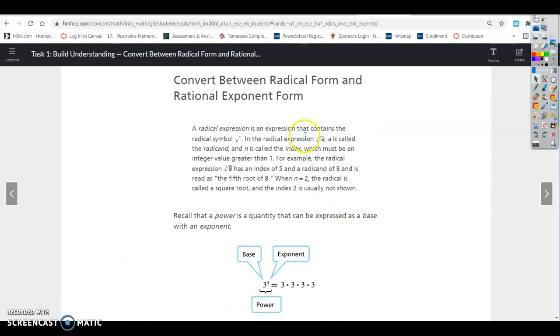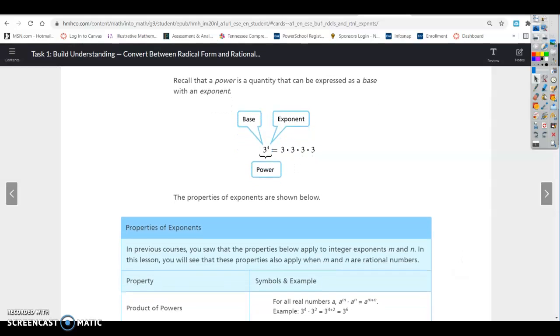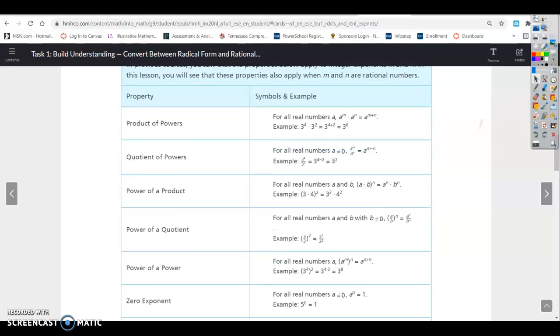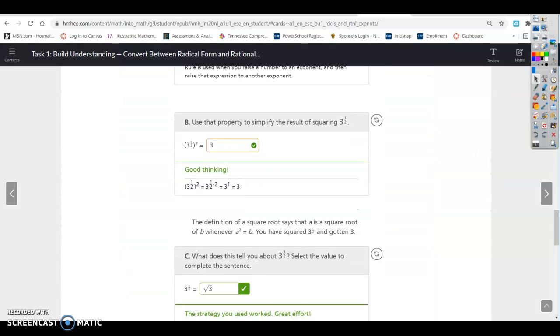If you go back up here above and you see the n of a, well, that just talks about the radical expression. I guess we're going to get to that here in a minute.